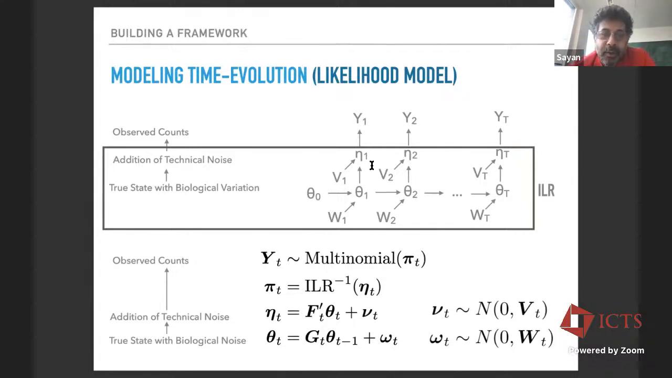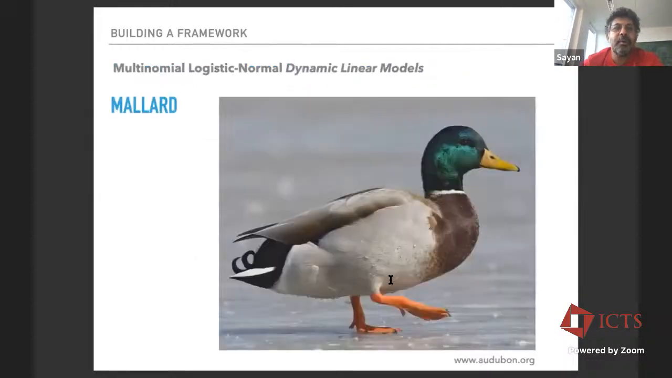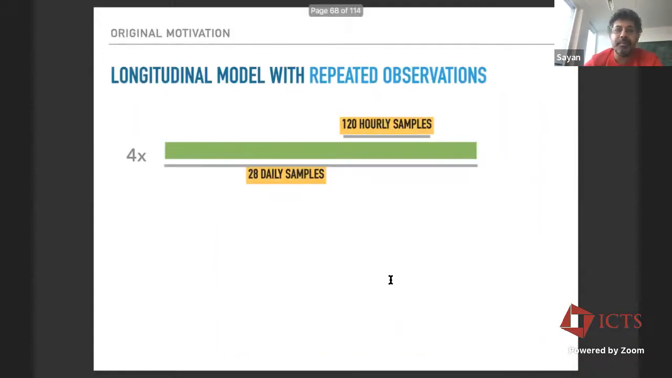The only thing that is different from this model in a Kalman filter, well, there are a few things. The main thing is that it's not homogeneous as time changes. These matrices change, number one. And number two, we're using this deterministic transform to make the problem easier. So we call this a multinomial logistic normal dynamic linear model.